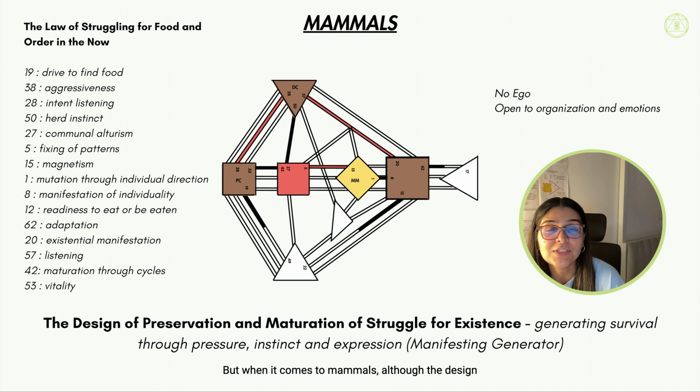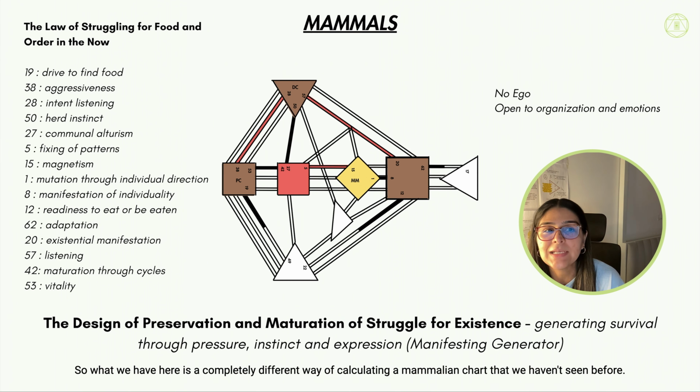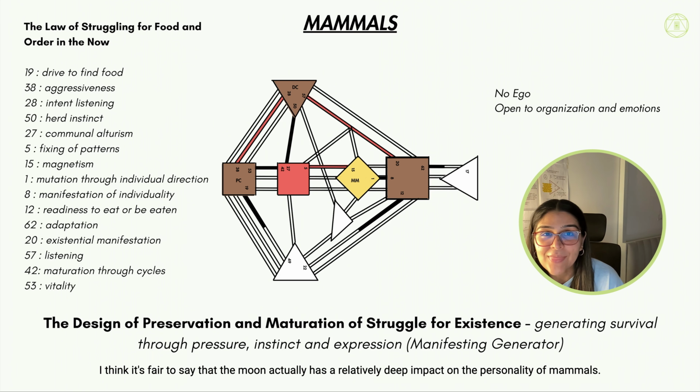But when it comes to mammals, although the design activations are concluded by looking at the position of the sun, the personality activations are actually calculated depending on where the moon was 88 degrees before birth. So what we have here is a completely different way of calculating a mammalian chart that we haven't seen before. I think it's fair to say that the moon actually has a relatively deep impact on the personality of mammals.